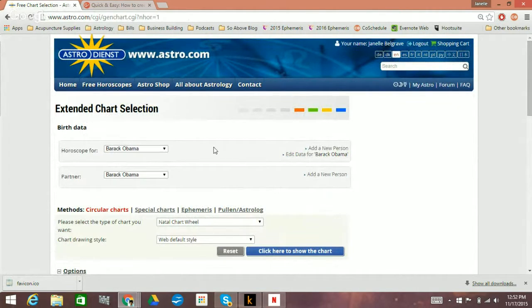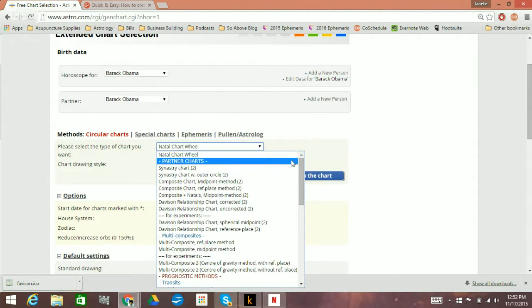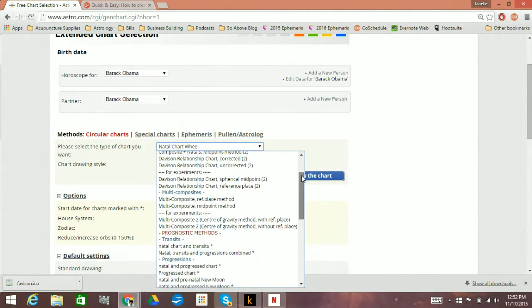So here's Barack Obama. And let's click to see the natal chart wheel. One of the things, you know, once you start exploring, is that there are many different chart options. Today we're just going to do the natal chart wheel, but as you can see, there are many different charts that you can choose from.